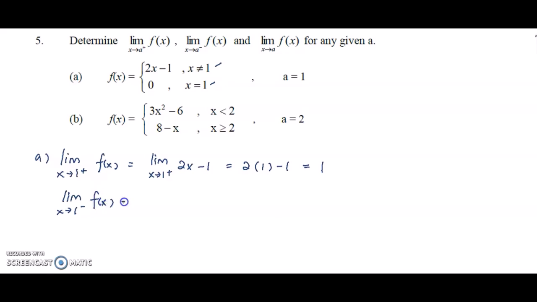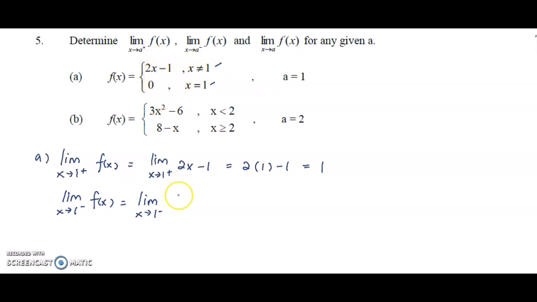from the left side. So now I need to decide which function, either 2x minus 1 or 0, will be put in as my f(x). 1 negative. What does it mean by 1 negative? You can think that 1 negative is 0.999. Then ask yourself, is 0.999 in the first interval or second interval? If it's the first interval, then you need to take 2x minus 1. If the second interval, then it will be equal to 0. So 0.999 is definitely not in the second interval. It is in the first interval.